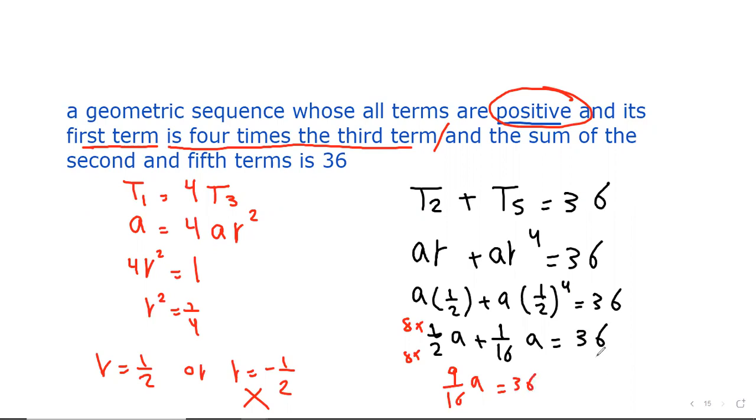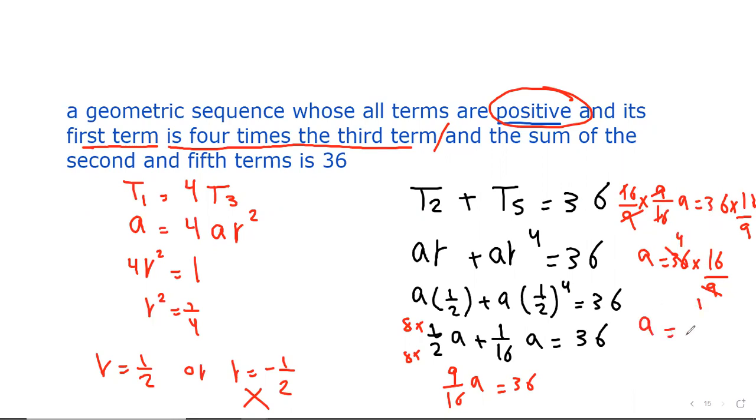Then to get a, multiply by 16/9. So here 9/16a equals 36. Multiply here by 16/9, and here by 16/9. Cancel them. So a equals 36 times 16/9. 36 divided by 9 is 4. So a equals 4 times 16, which is 64.